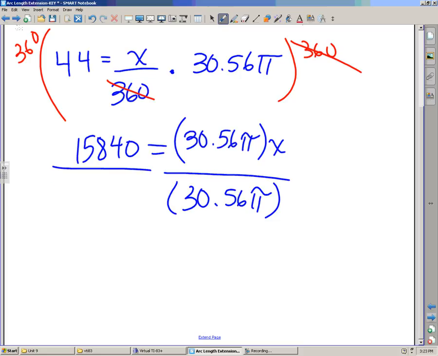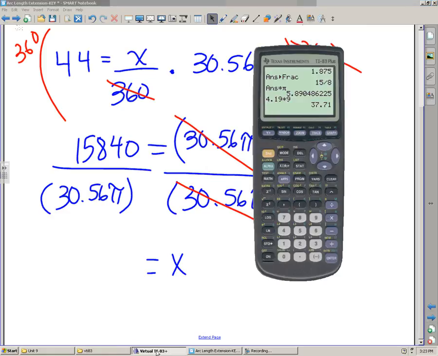I'm going to divide both sides by 30.56 pi. What happens here is anything divided by itself goes away, and now we're just left with x. When you do this division, you need to be very careful that you put the 30.56 pi in parentheses. So it's 1,508.40 divided by parentheses 30.56 pi, close it up.